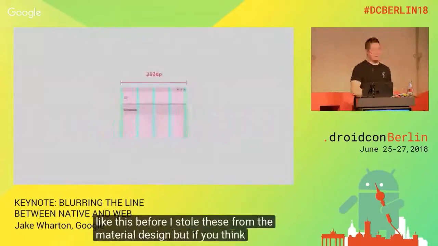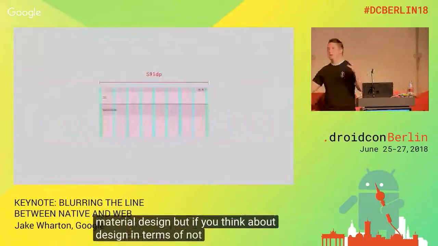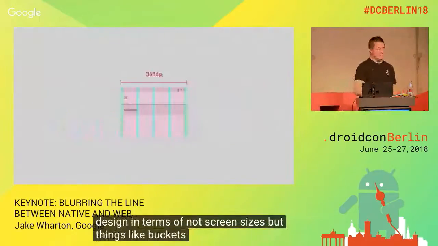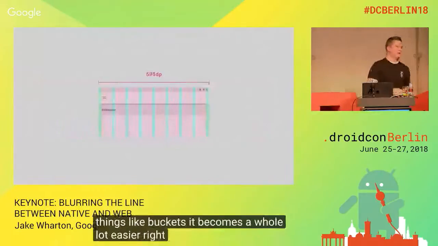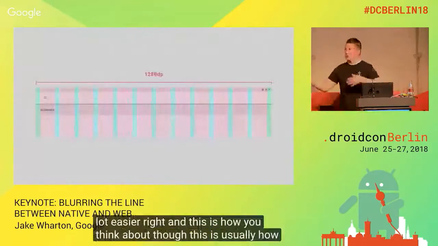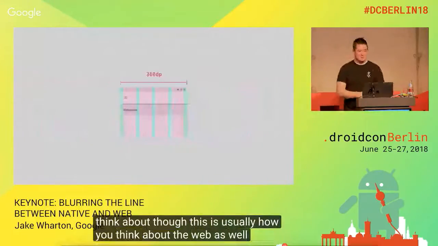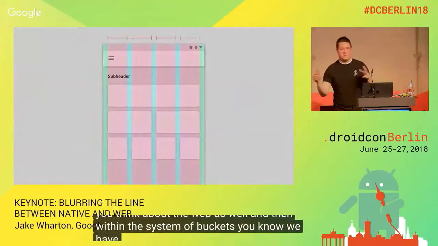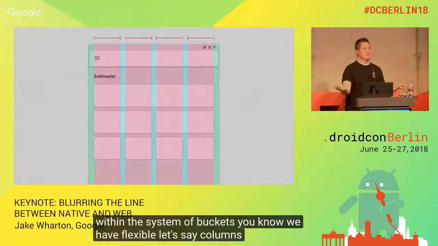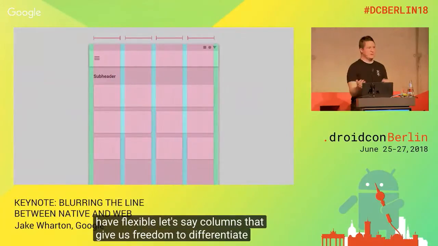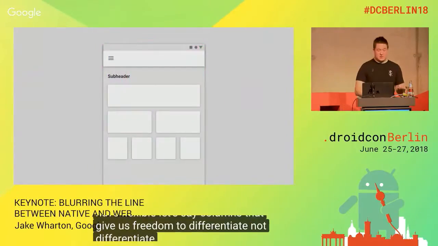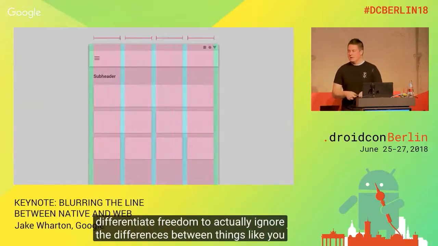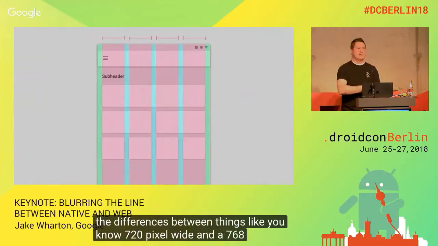But if you think about design in terms of not screen sizes, but things like buckets, it becomes a whole lot easier, right? And this is usually how you think about the web as well. And then within the system of buckets, we have flexible columns that give us freedom to actually ignore the differences between things like a 720 pixel wide and a 768 pixel wide device.